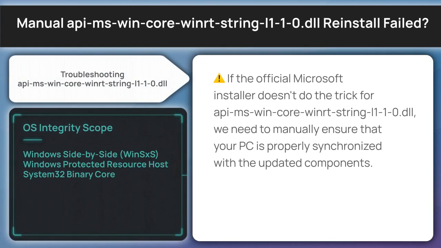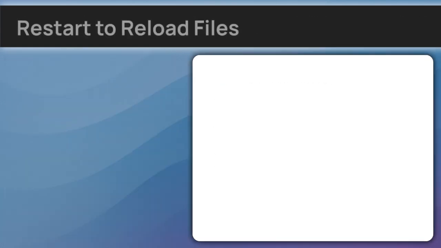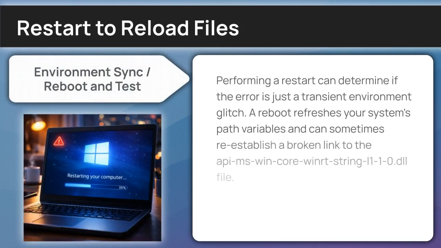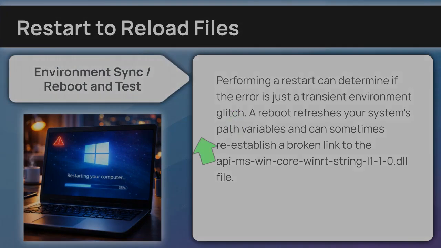system's startup environment. Performing a restart can determine if the error is just a transient environment glitch. A reboot refreshes your system's path variables and can sometimes reestablish a broken link to the WinRT string library file.